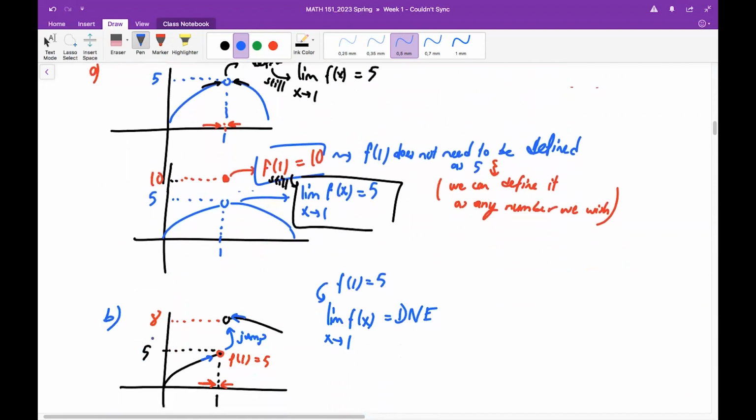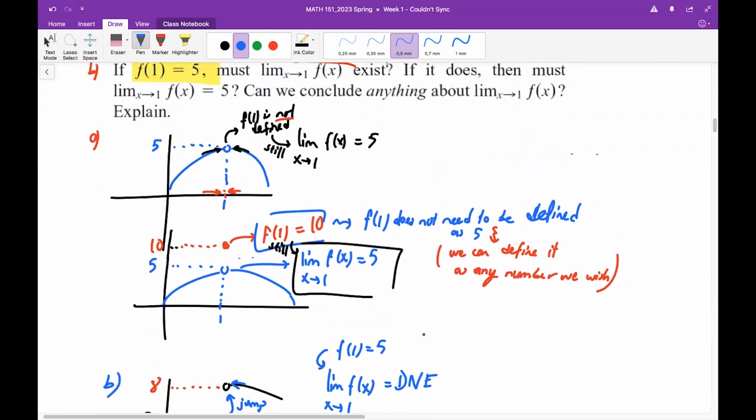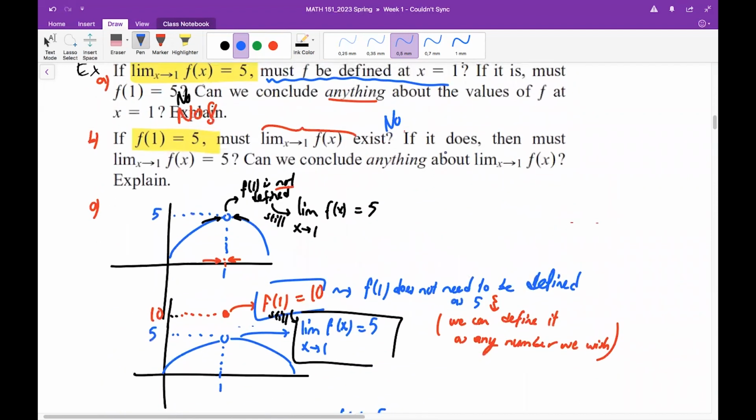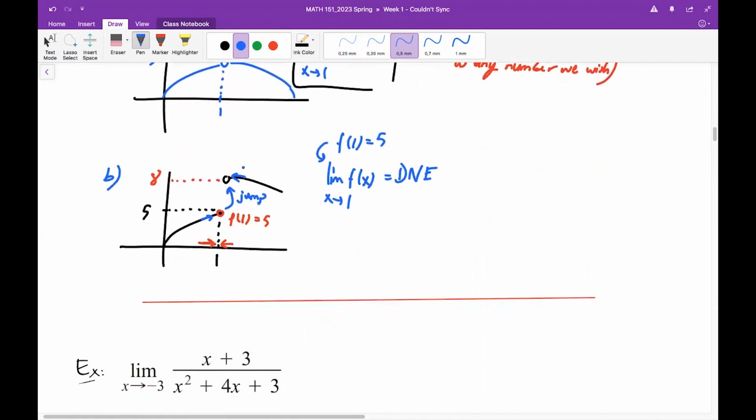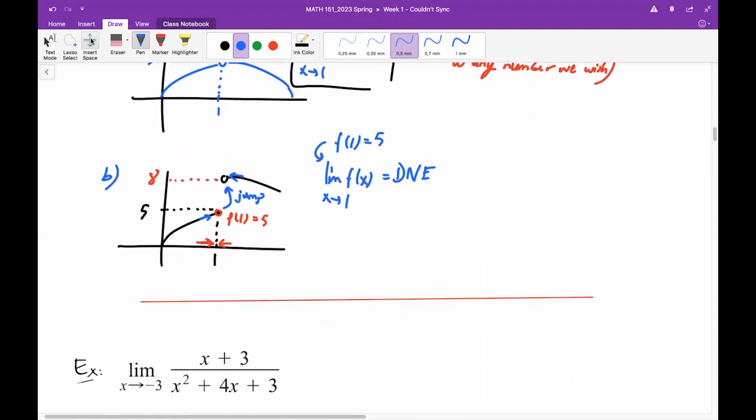f(1) can be still 5 without having a limit there. Okay, next. If the limit exists, then must it be 5? Now let's answer this question. If the limit exists, if f(1) is 5, must the limit be 5? What do you think?